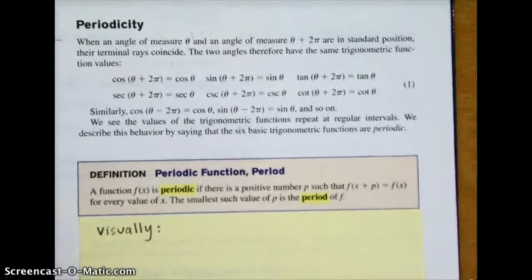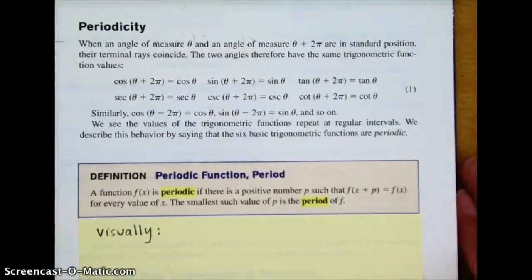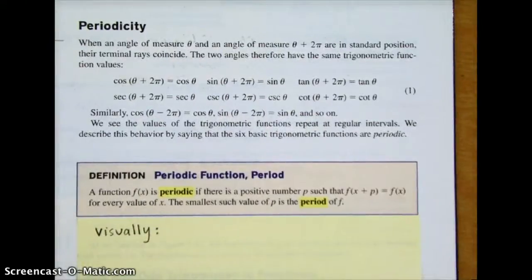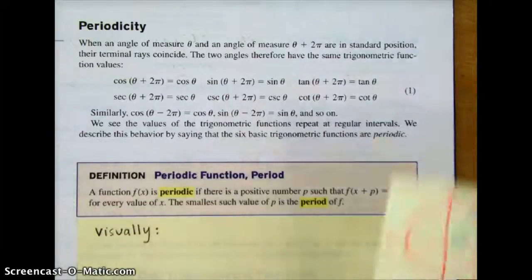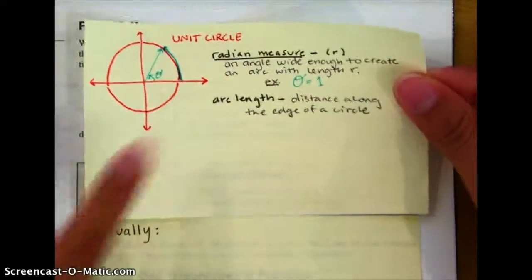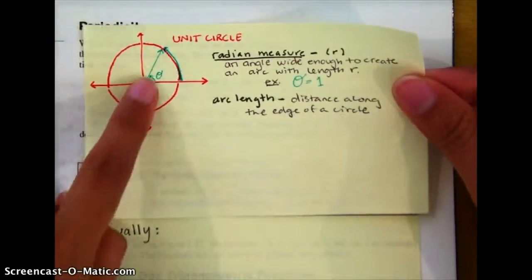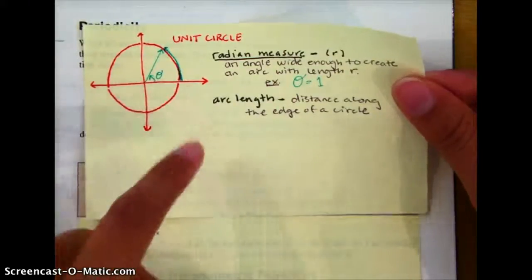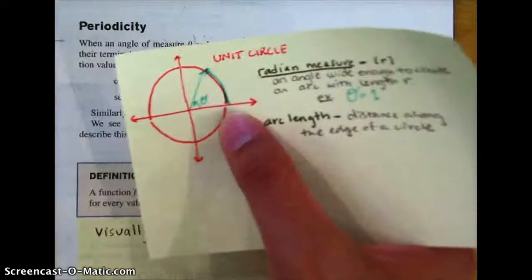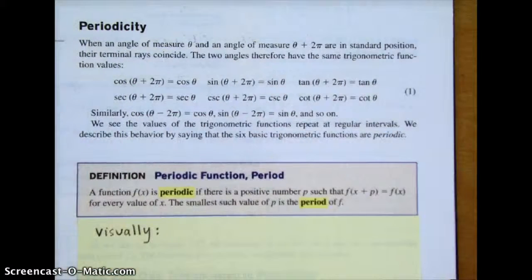Periodicity. When an angle of measure theta and an angle of measure theta plus 2 pi are in standard position, their terminal rays coincide. If you think about our unit circle picture that we looked at a second ago, if I made this theta big enough to go all the way around the circle, it would end up back where it was at 0. So that point, the point with the x and the y value, are the same.